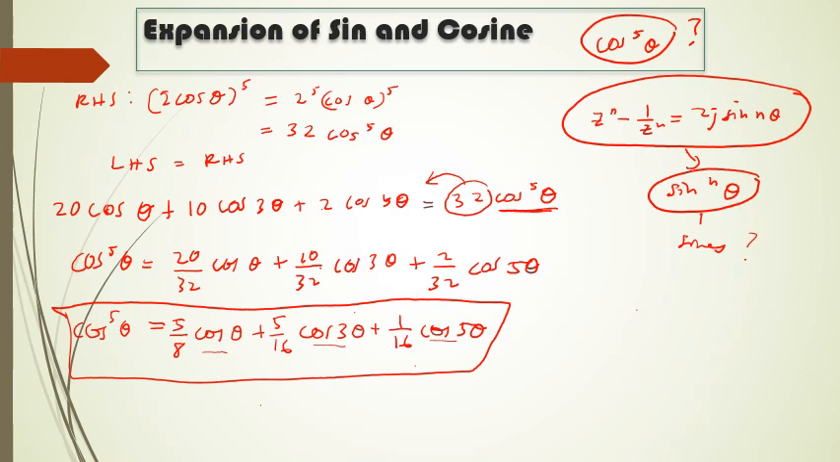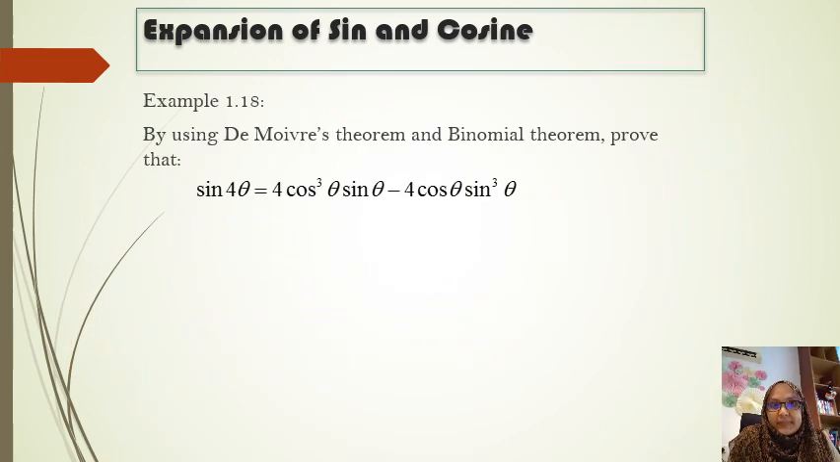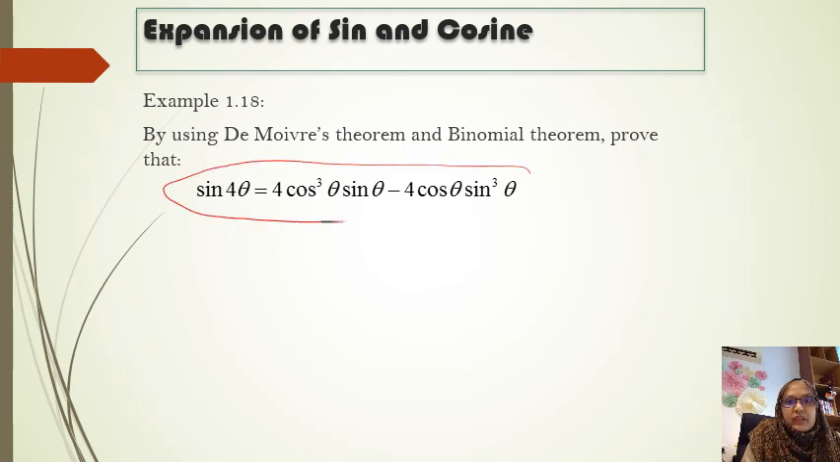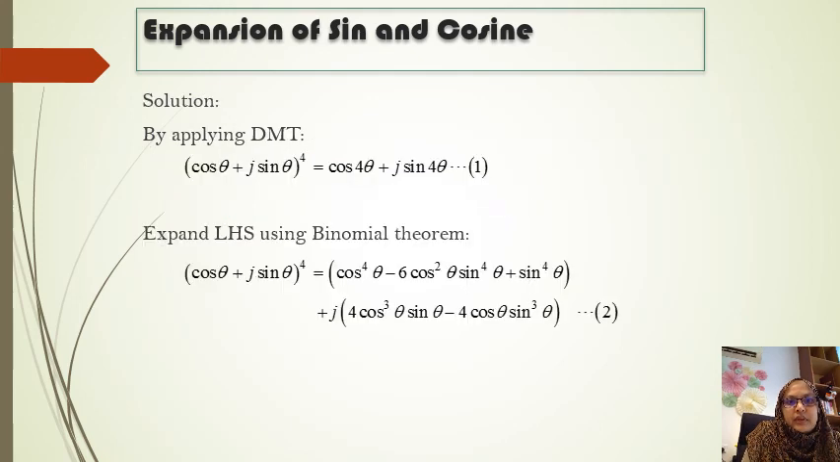Okay, that's it. For this example, we want to use de Moivre's theorem and binomial theorem to prove this equation. We will start from sine 4 theta by using de Moivre's theorem, and at last we will get this. So how? Let's start with de Moivre's theorem, DMT.